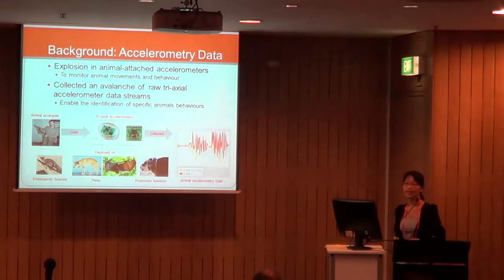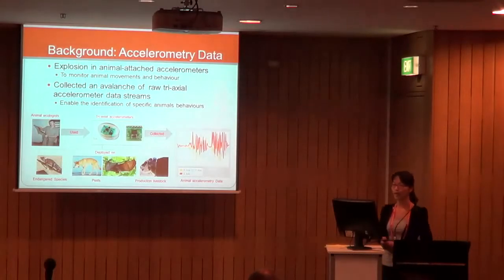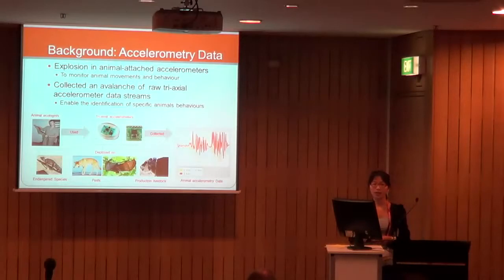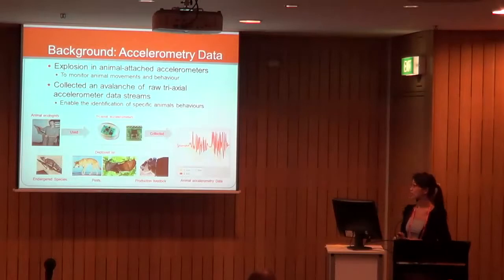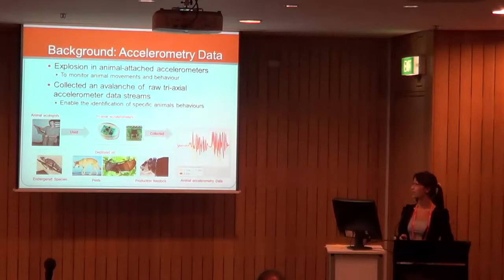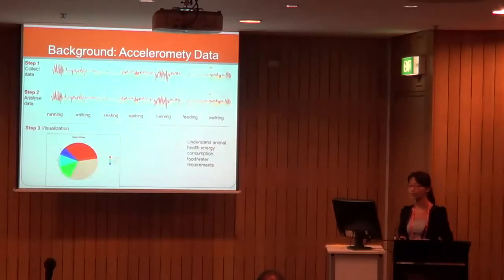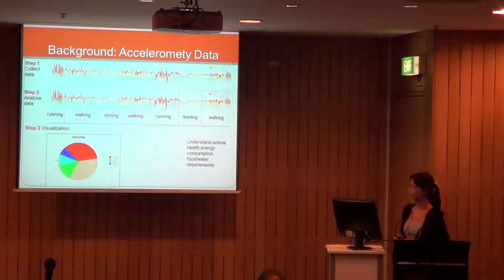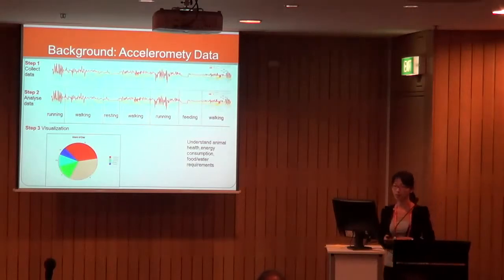So we see an explosion in using animal-attached accelerometer devices to monitor animal movements and behavior. The main reason is that it's really cheap and affordable, and it's light, so it does not really affect the animal that much. As a result, right now we have collected a large volume of raw accelerometer data streams, and they need to be analyzed. So how do ecologists analyze the accelerometer data streams right now?